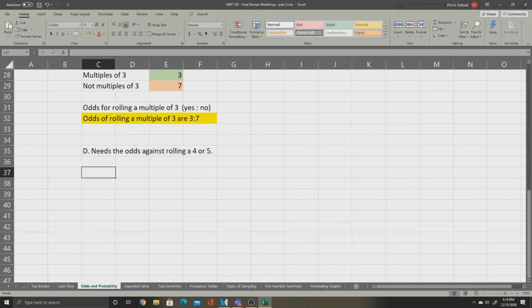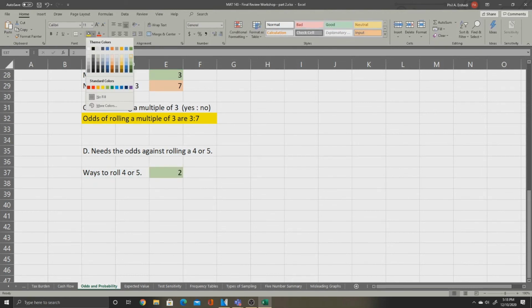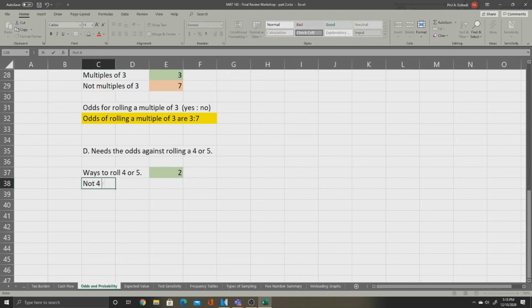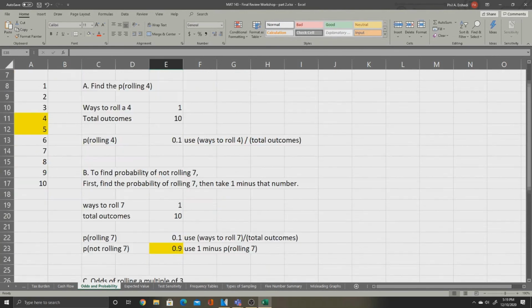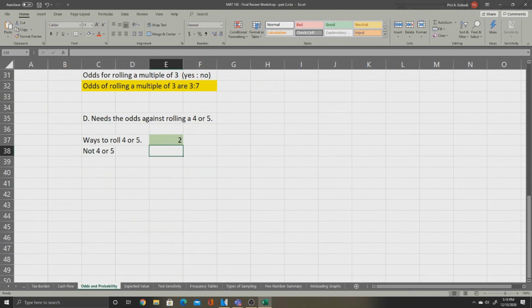So we need the ways to roll a 4 or 5. And we found that there are only two ways to do that, rolling a 4 or rolling a 5. We'll indicate that in green. Of course, the other category is not 4 or 5. Let's count that up. We'll have 1, 2, 3, 4, 5, 6, 7, 8 ways not to roll 4 or 5. Enter that here, and I will paint that red.